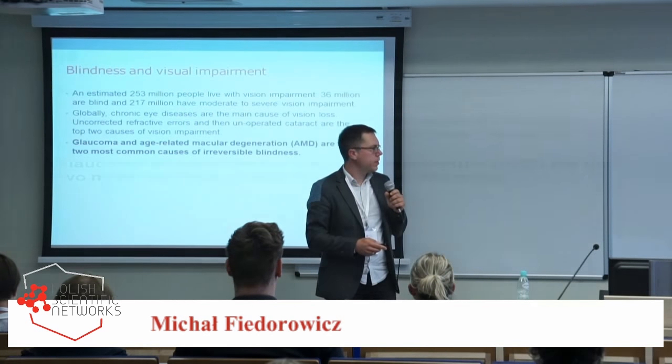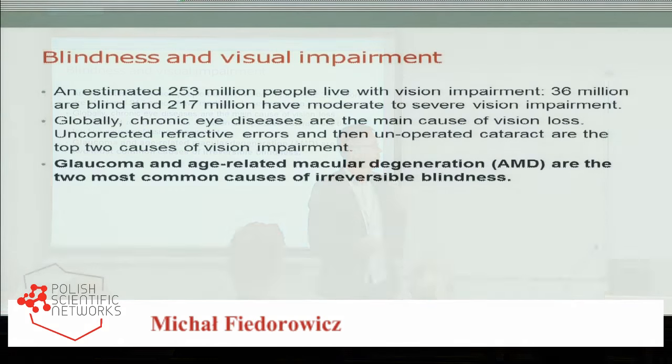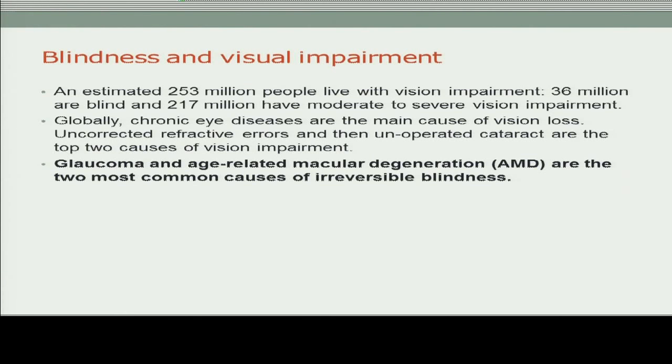I will start with a short introduction. So, blindness and visual impairment is really a huge global problem. Almost 1/4 billion people live with vision impairment or blindness.